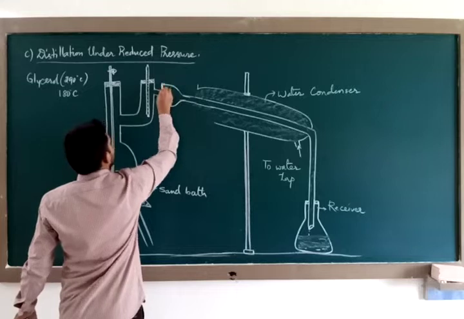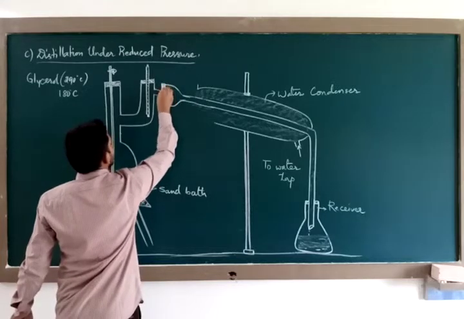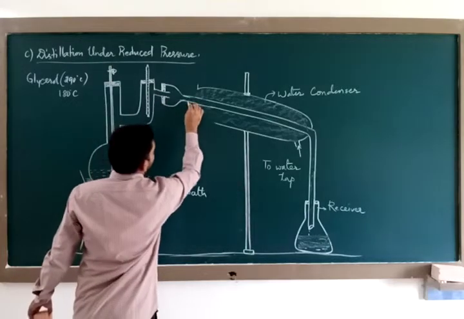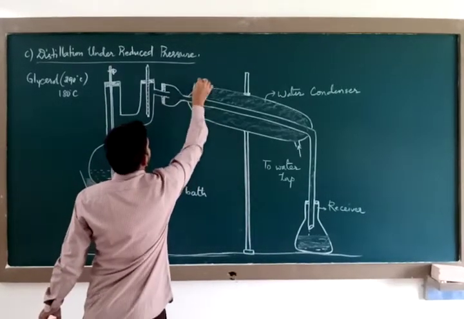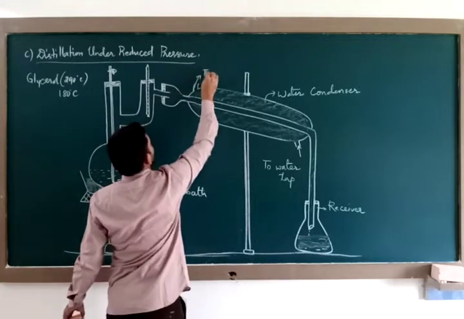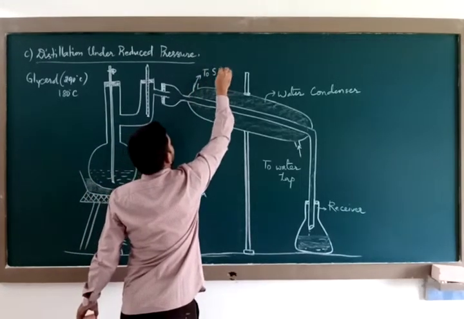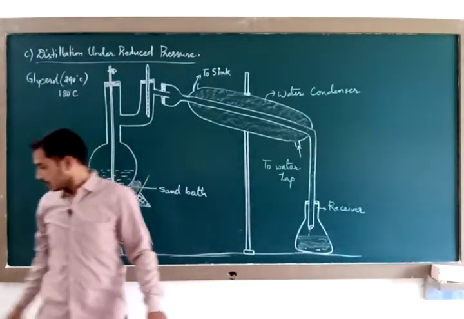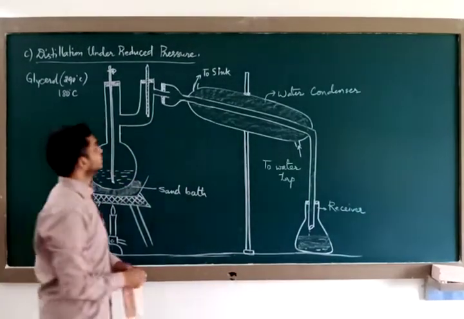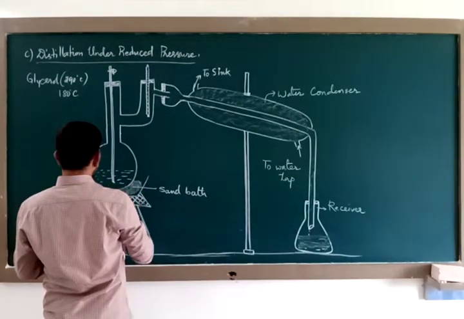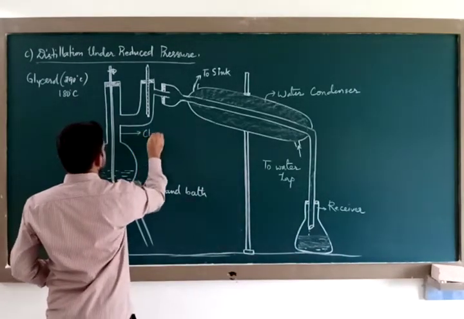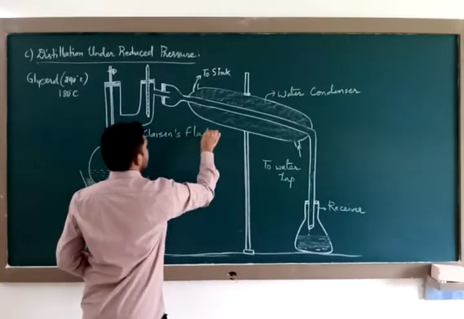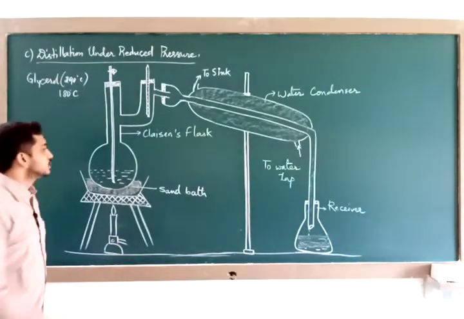which gets connected to a water condenser, then the water condenser is connected to a receiver. This much apparatus was okay. You have some extra additions also. First I label here, this is Claisen's flask. It was devised by Claisen, so it is called Claisen's flask.